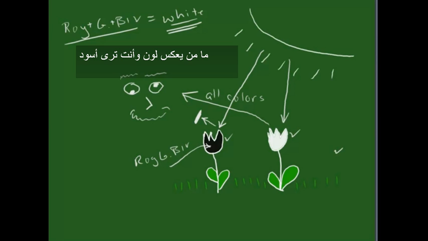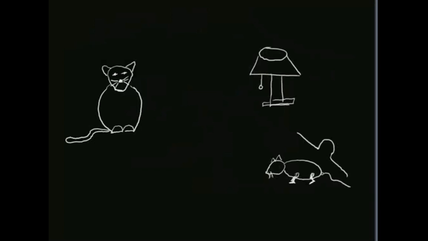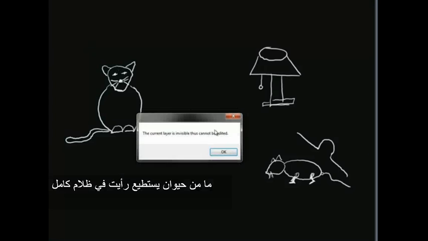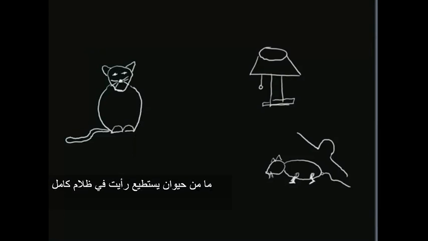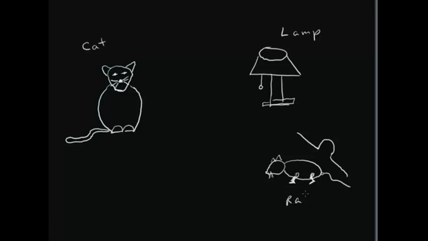Okay. The next topic I want to talk about is seeing in the dark. Now, nothing can see in the dark, not even an owl or a cat. And this is supposed to be a cat. Looks a little bit like a lion, but trust me, it's a cat. And here's a lamp. And of course, this odd creature is going to be, well, let's call it a rat because it's pretty big. And the only way that this cat can see this rat is through light.